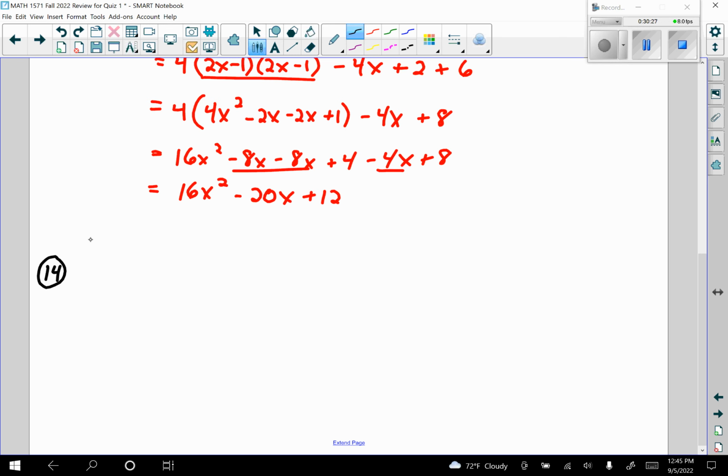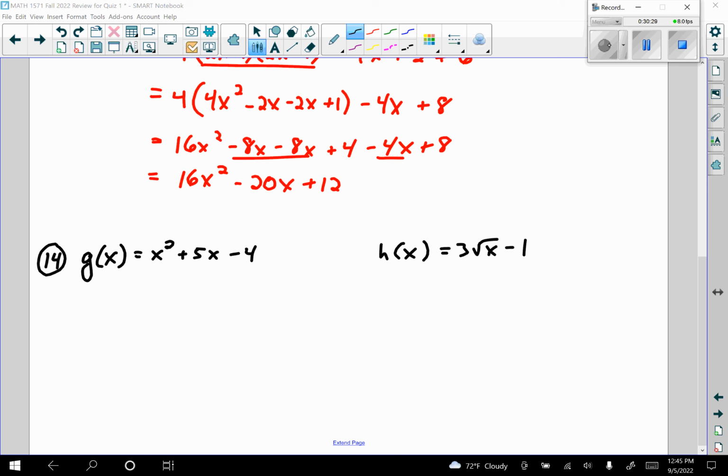All right, for 14, we're given g of x is equal to x squared plus 5x minus 4. h of x is 3 times the square root of x minus 1, or 3 radical x minus 1. So first we were asked to evaluate g of h of x. So wherever I see an x here, I'm dropping in this expression very carefully.